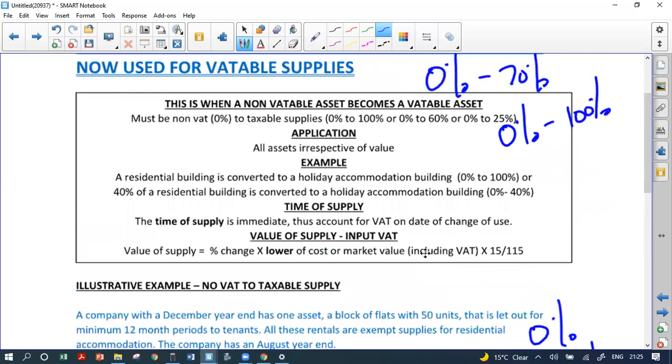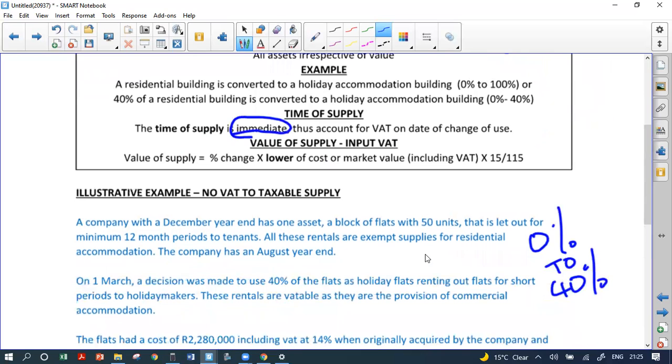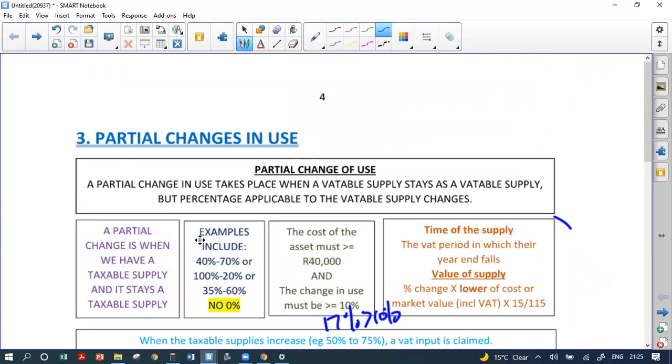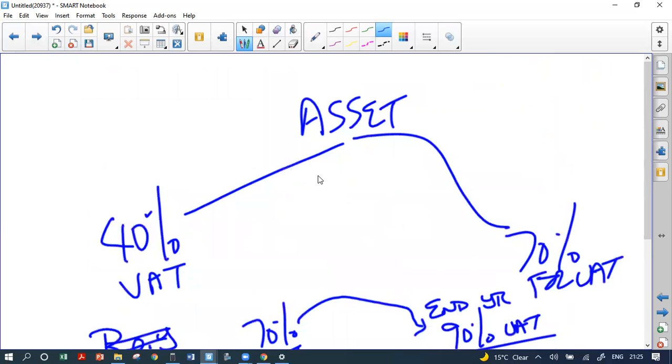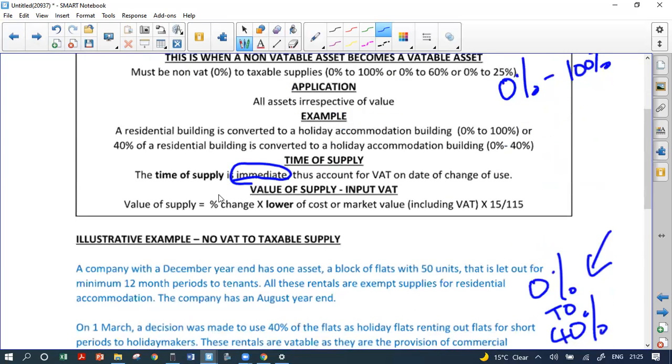So guys, the rule is time of supply, immediate. It's not going to change. The moment I make the decision is the moment I do the VAT adjustment. Please remember, for a partial change, we only do it at year end. So partials are done at year end. Total changes are done immediately.